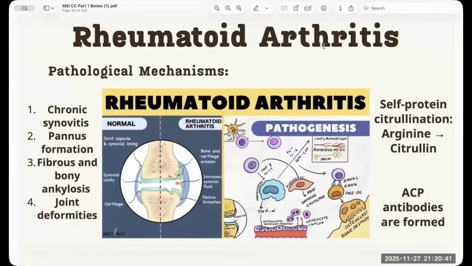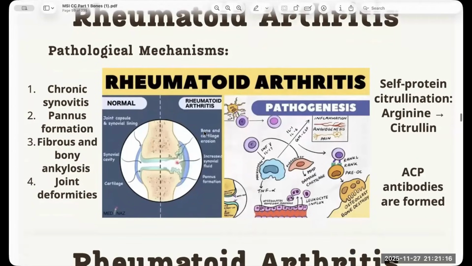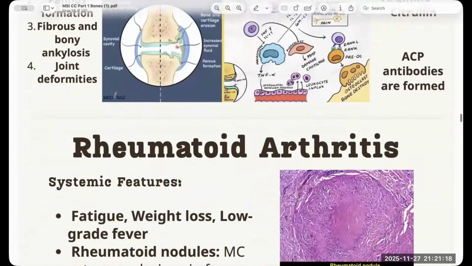Okay? They basically recruit the interleukins, interferon gammas, and so on to attack the joint. That leads to bone and cartilage erosion, increased synovial fluid, and pannus formation. Pannus formation is really, really important when it comes to rheumatoid arthritis. You need to know it, it's a high yield term that is used in rheumatoid arthritis, okay? So chronic synovitis, pannus formation, fibrous and bony ankylosis, and joint deformities. Here is how it looks normally. Here's how it looks with rheumatoid arthritis, okay?